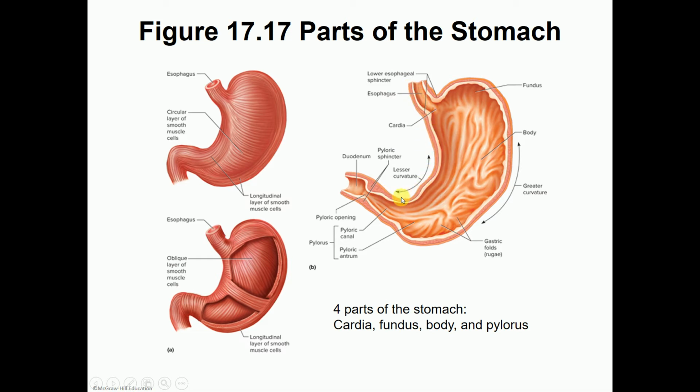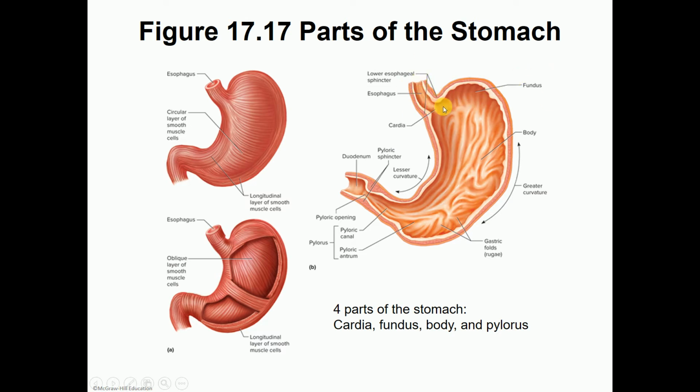The stomach has two sides or curves. One is known as the lesser curvature, that is the upper curve, and the lower one is known as the greater curvature. You can see here the rugae, or these folds of the stomach, that again allow for distension after eating or drinking.